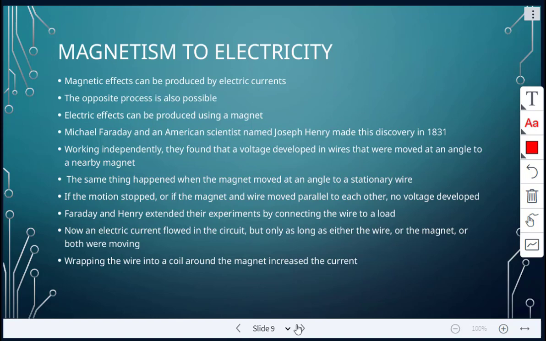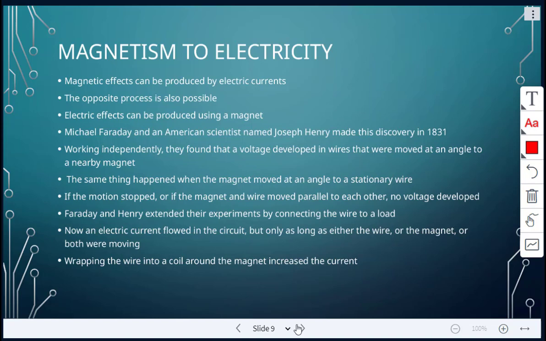We saw magnetic effects can be produced by electric currents, but the opposite process is also possible. Electric effects can be produced using a magnet. This was discovered by Michael Faraday, an English scientist, as well as Joseph Henry, in 1831. They were working independently, and they found that a voltage developed in wires that were moved at an angle to a nearby magnet. The same thing would happen when the magnet moved at an angle to a stationary wire.